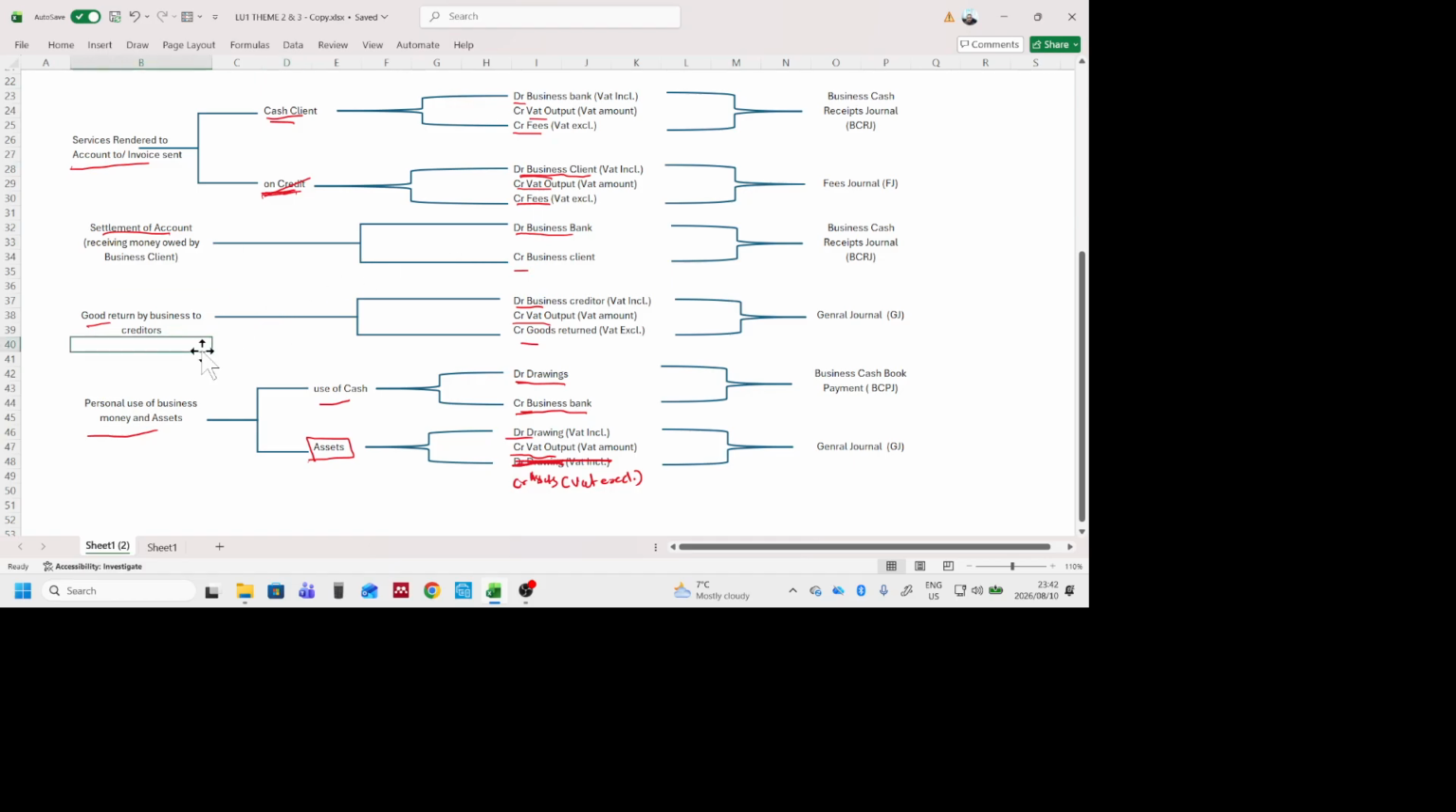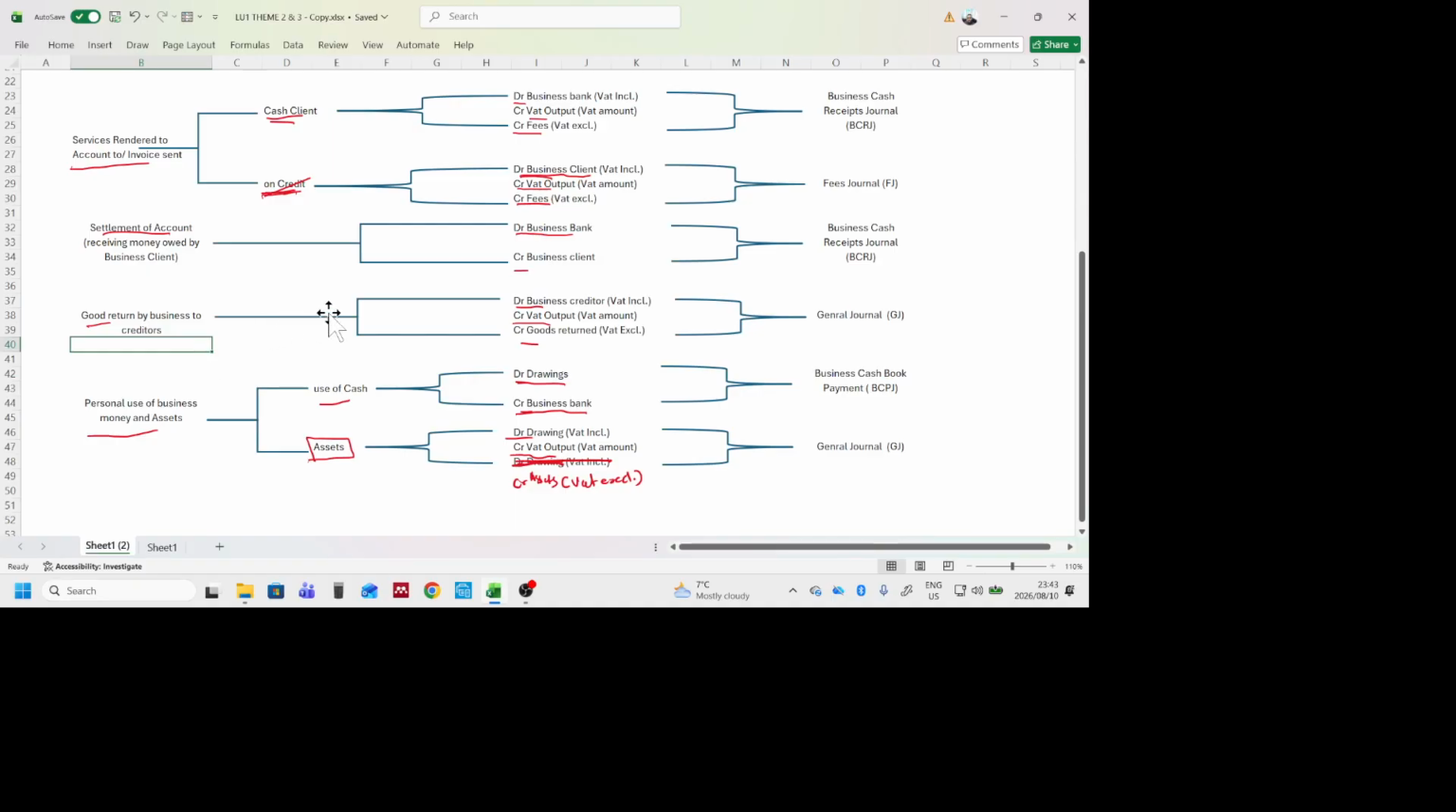And then lastly, when we return goods to the creditor, the creditor's account is debited to indicate a decrease in the amount owed to the supplier. And the supplier has charged that VAT, so this means that we also owe the supplier VAT. So the debit of the business creditor account will be at a VAT inclusive amount. And therefore, we'll then have the VAT output to indicate that the VAT once claimed when we bought this asset is now also being paid back to SARS. So we credit the VAT output to cancel that VAT input. And then we credit the goods at a VAT exclusive amount.